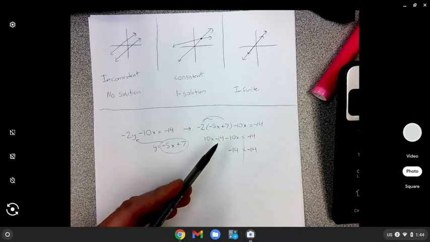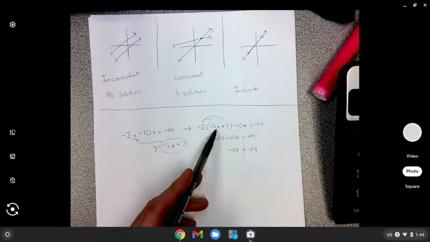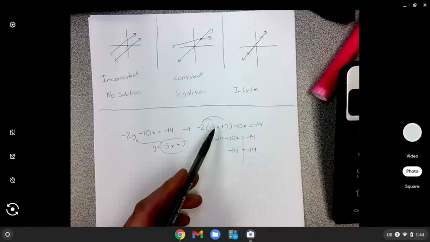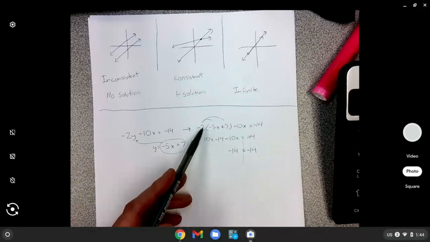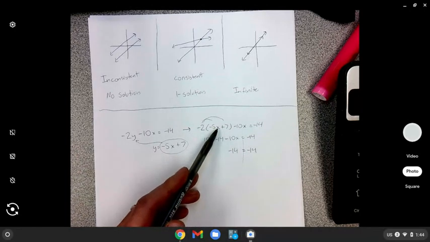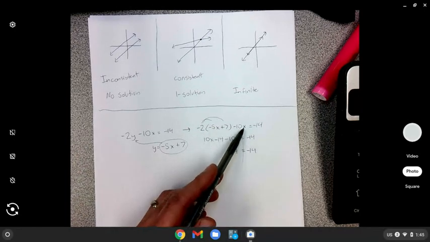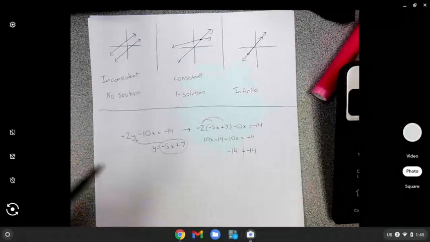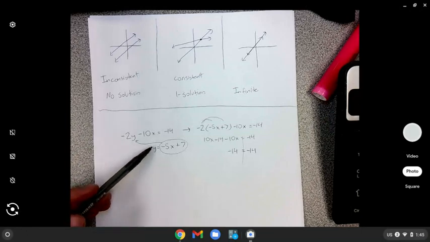What we found is that no matter what you put in for x here, it doesn't matter what you choose for x. If you put 5 in for x, this is going to be true. If you put 22 in for x, this is going to be true. If you put 52 billion in for x, this is going to work. This will always be true. No matter what, it's always true because these are the exact same equations.